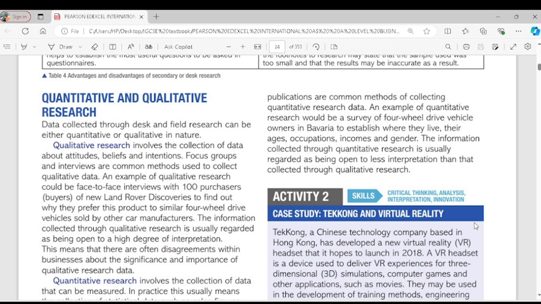So for primary or secondary, they can either be quantitative or qualitative. For qualitative, we're talking about face-to-face interview, getting information from people, opinion about things, focus group. These are qualitative. And for quantitative, it's about measurement. I think it's clear.